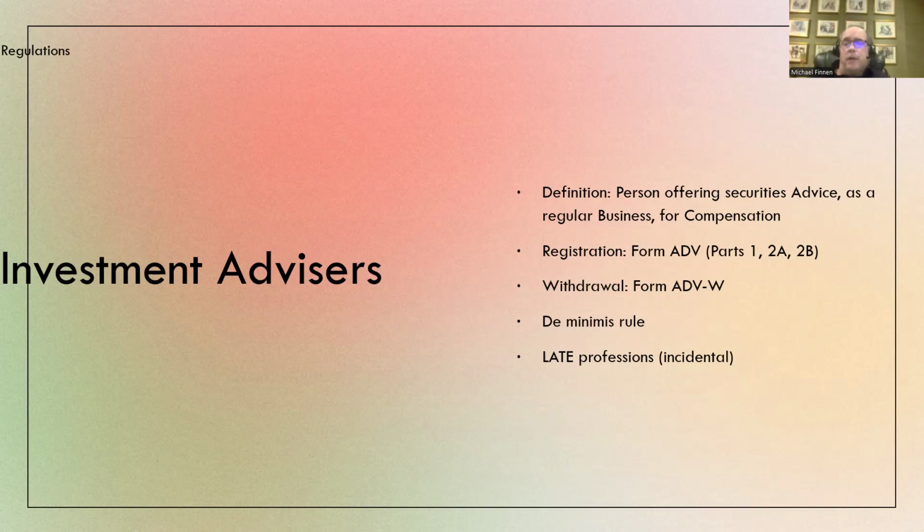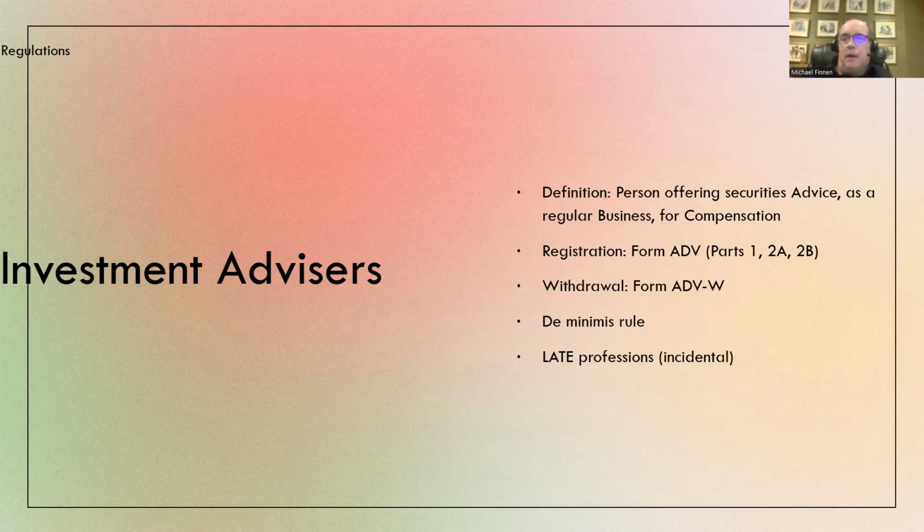When an IA wants to register with the state or with the SEC, they file what they call Form ADV, Form Advisor, ADV. And there are three parts to this form. The first is part one. This is the basics of the company, where the company is, what kind of assets they run, what the business structure is, but not specifically who yet, and any other conflicts that the business itself might have.